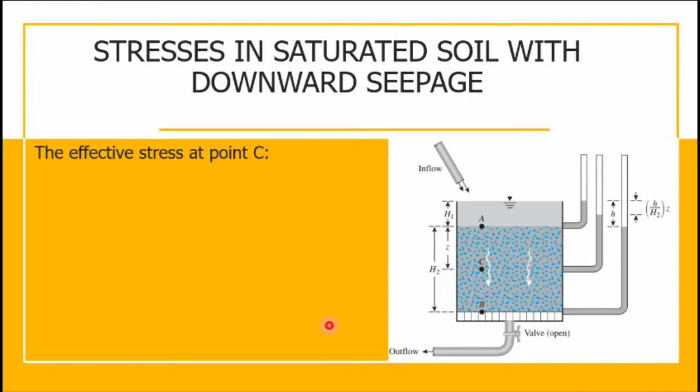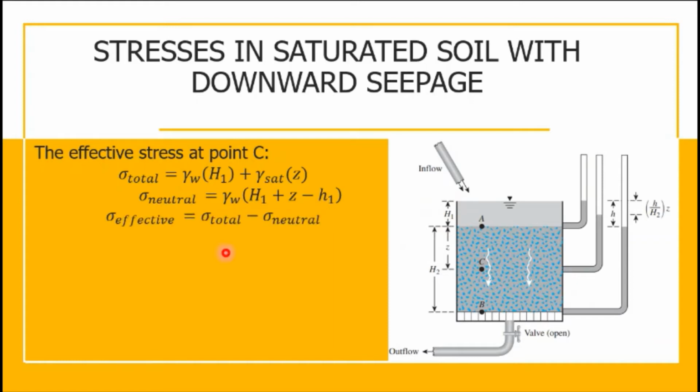Then, we calculate the effective stress at point C. In order for us to get the effective stress at point C, the total stress is equal to the unit weight of water multiplied by H sub 1 plus saturated unit weight of the soil multiplied by Z. So the height from point A to point C is Z. Therefore, the neutral stress is equal to the unit weight of water multiplied by H sub 1 plus Z minus H sub 1 small letter.